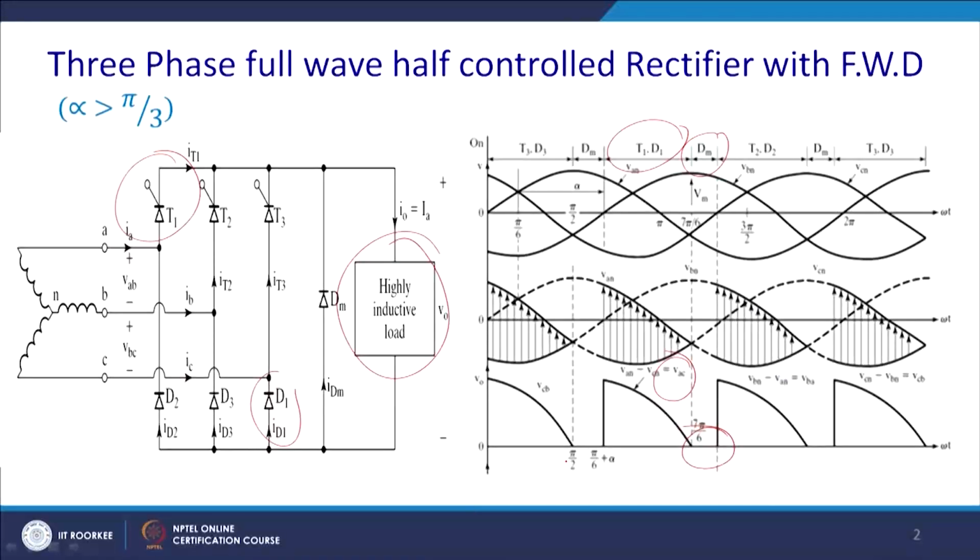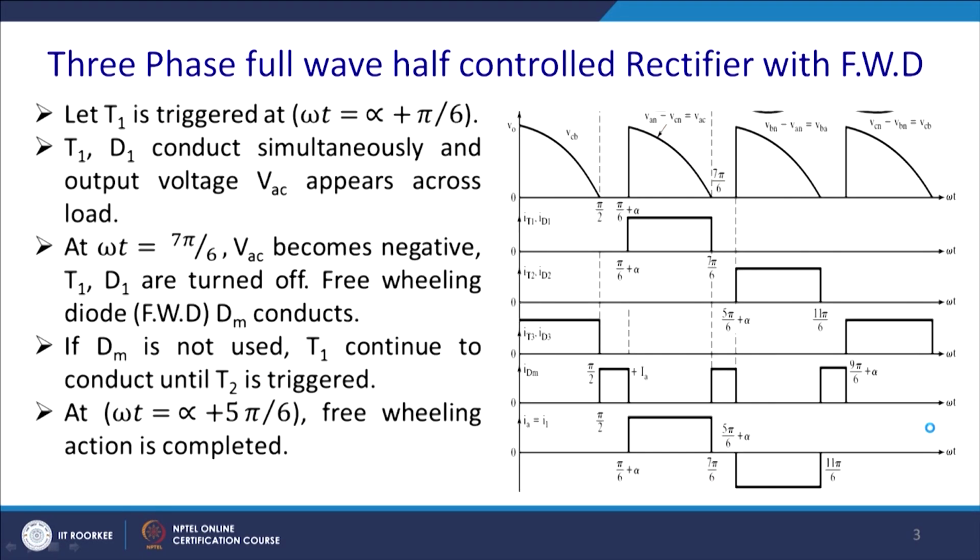So, this will be your output voltage profile, when T1 and D1 conduct. This will be the current for phase A, similarly this will be the current in phase B, and this will be the current for phase C. Of course, if you see the current I1, this current will be positive and this current will be negative. The same way you will have phase B and phase C, or 1, 2, 3.